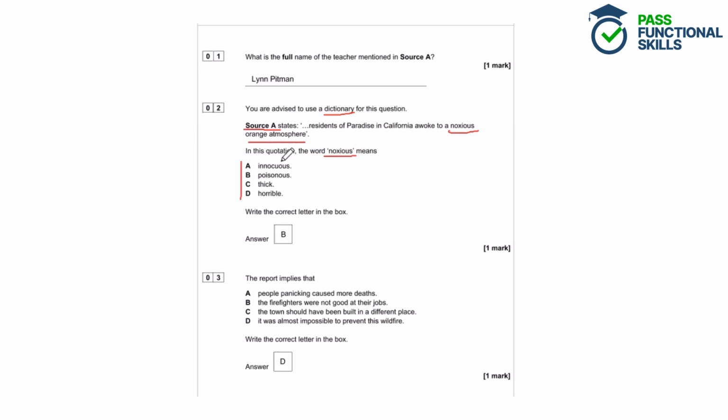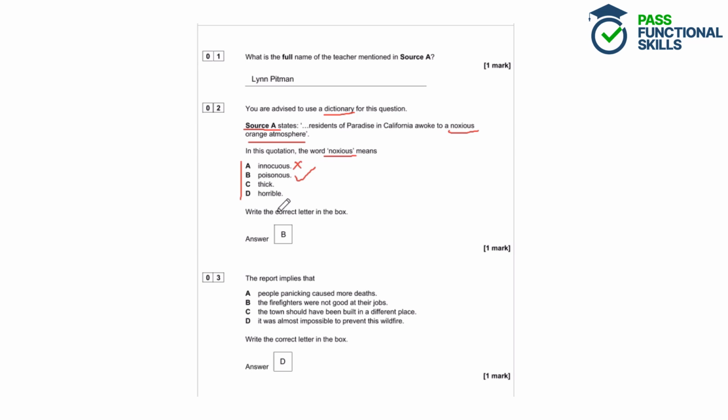Next we have to decide which word has the same meaning. So have a look in your dictionary if you're not sure what any of these words mean. Innocuous means harmless, doesn't cause injury, so it's the opposite of the word noxious. So that's incorrect. Poisonous means either containing poison or harmful and destructive, and that has a very similar meaning to the word noxious, harmful, injurious to health. So that's the correct option there.